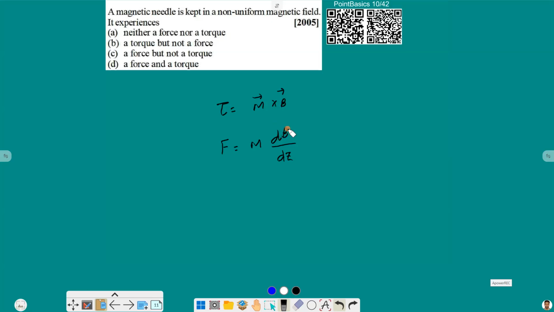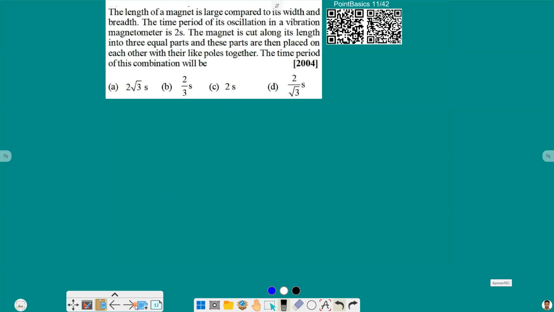And if the magnetic field is non-uniform, means we will have some value of this gradient. And if we have some value of this gradient, means force will also be there. So both force and torque will be there in case of non-uniform magnetic field. So option D will be the right answer. And if the field is uniform, then force will not be there, only torque will be there. Let's move to the next one.